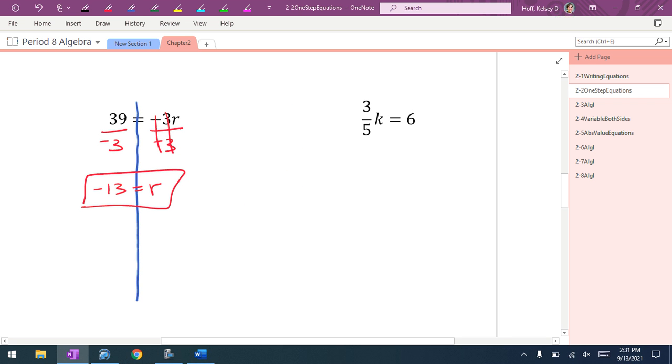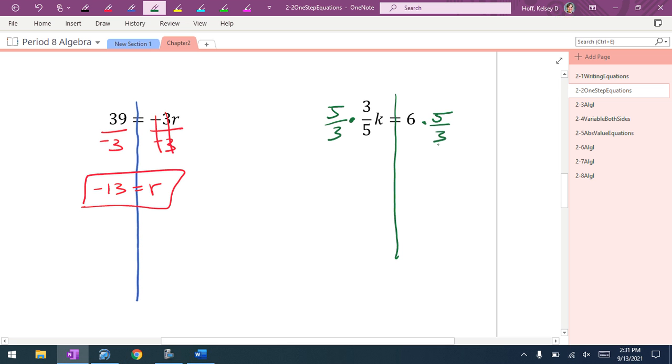3/5 K equals 6. I draw a line through the equal sign. What do I do on this one? Very good. What is that called? You're multiplying by the? Nicely done. Reciprocal. Technically, this is multiplication. To undo multiplication, we divide. Well, when you divide by a fraction, it's really multiplying by the reciprocal. So nicely done. We're going to multiply by 5/3.